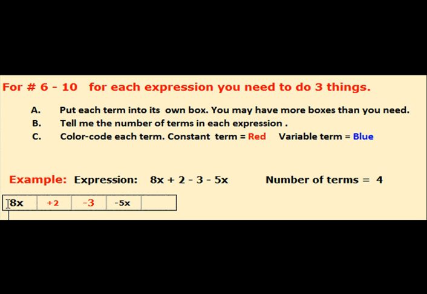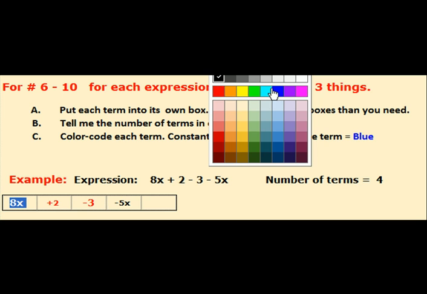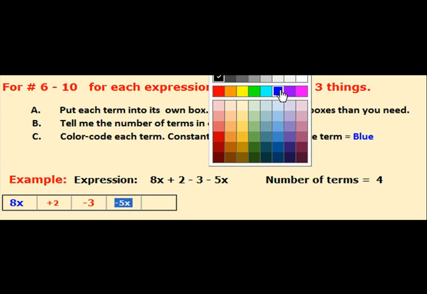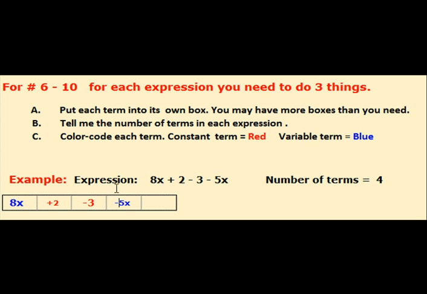Okay. Now, the 8x has a variable in it. So that's a variable term. I'm going to come up to my A, my text color. I'm going to make it blue. I'm going to come back here, and I'm going to make this one blue because they have a variable in them. And that's all you have to do. That's all 3 parts. Okay, so you're going to do that on 6 through 10. Don't forget to answer the questions up above this in the lesson.